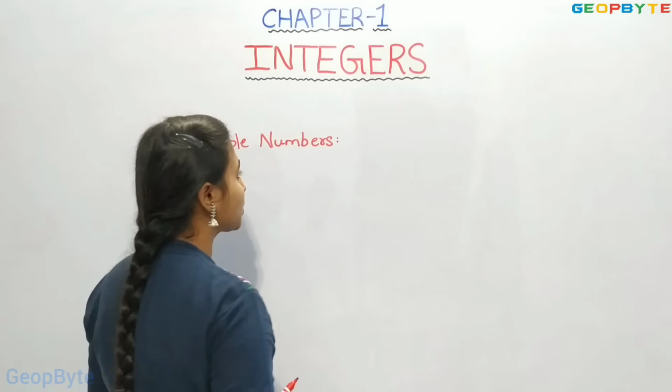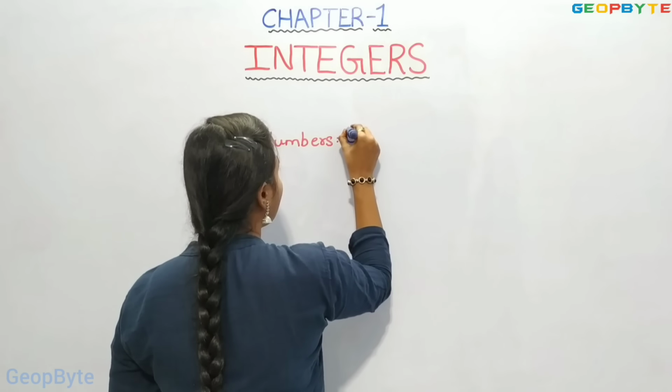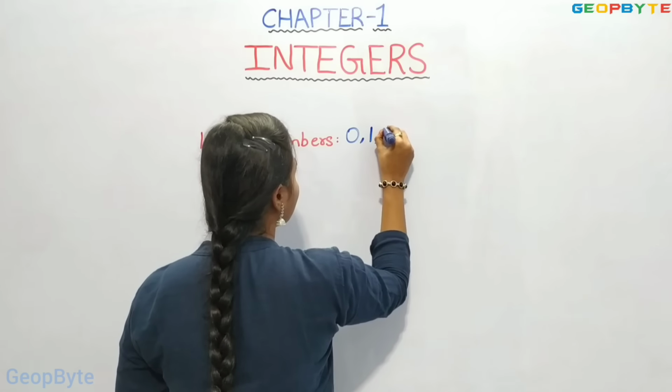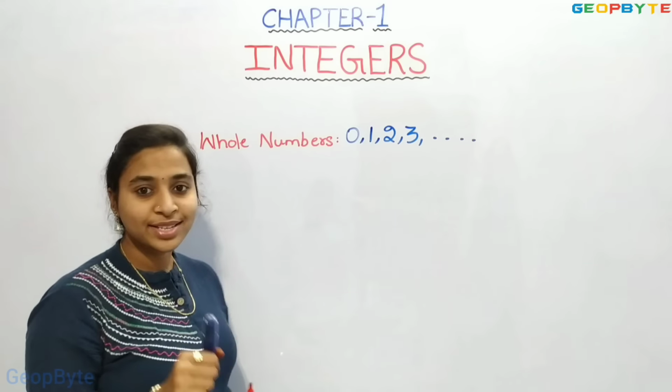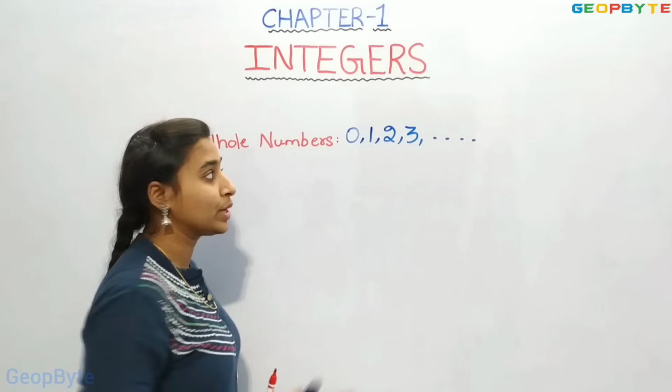Whole number starts with 0, 1, 2, 3 and so on. Always whole number starts with number 0. If 0 is not there, only if we will start with 1, 2, 3 and so on, they become positive numbers. If 0 is there, they become whole numbers.